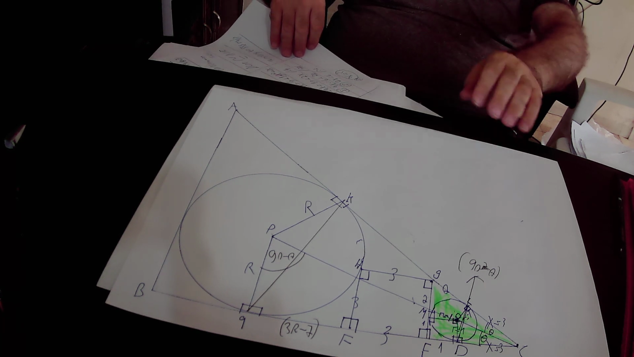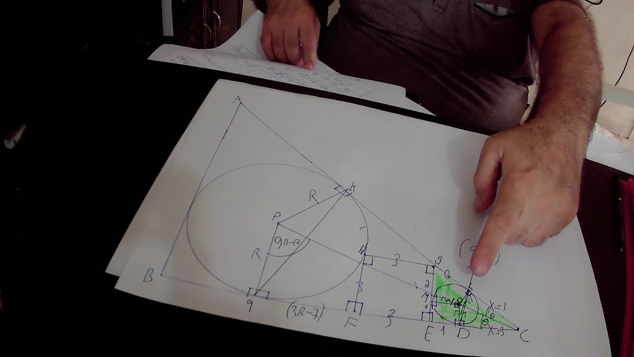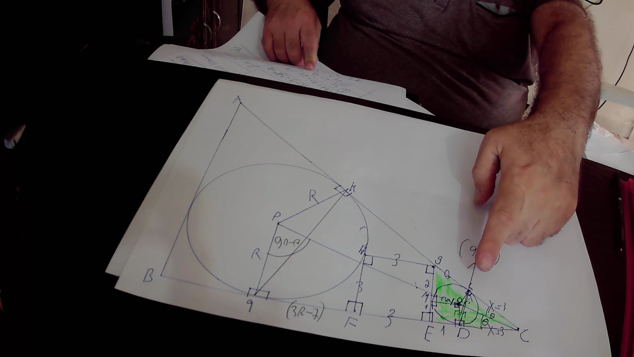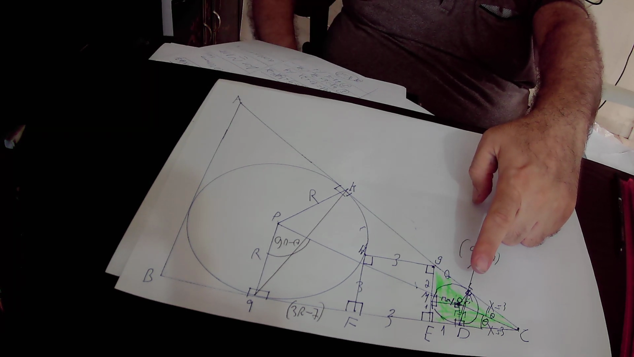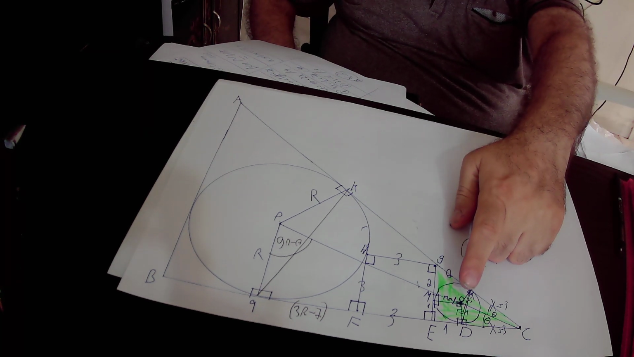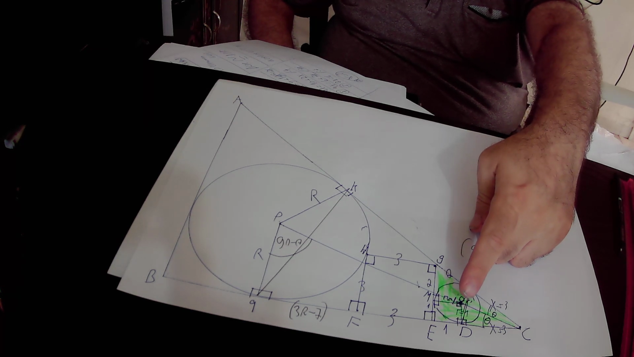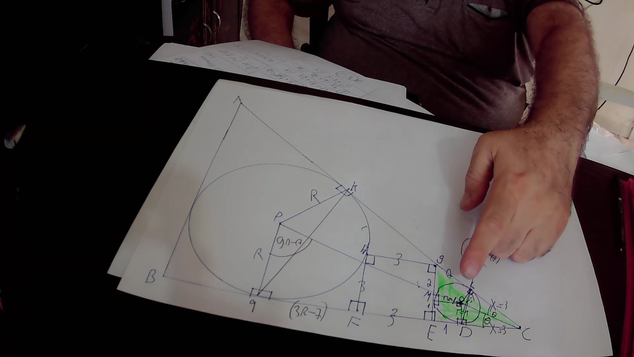Then, if we focus on quadrilateral OMED, we actually use the three rules in order to conclude that this quadrilateral is a rectangle. Why? Because it has four right angles, according to the three rules that I presented. This quadrilateral has four right angles, and therefore it is a rectangle.